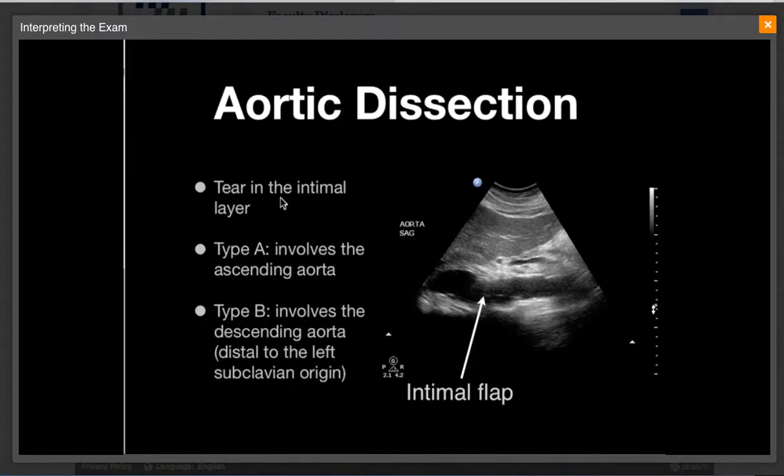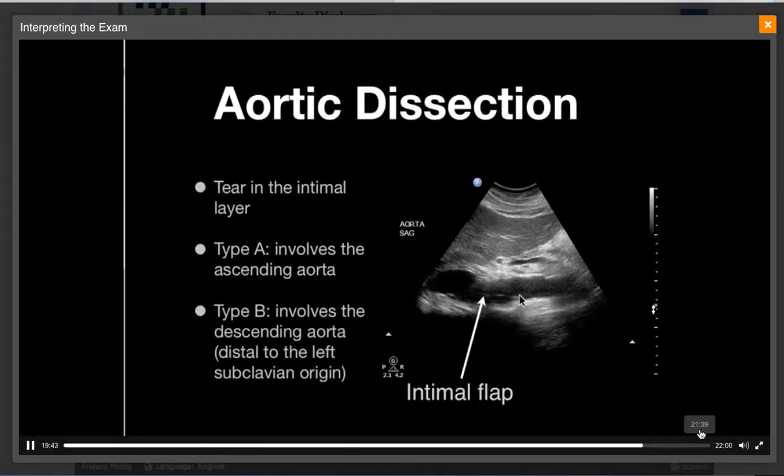So a dissection is a tear in the intimal layer. A type A dissection is going to involve the ascending aorta, while a type B will involve the descending aorta. So both of these will originate up in the chest, but if they extend down into the abdominal aorta, you will see them easily with ultrasound. And here you can see on this sagittal view of the aorta, there's an echogenic intimal flap present, which is diagnostic of an aortic dissection.